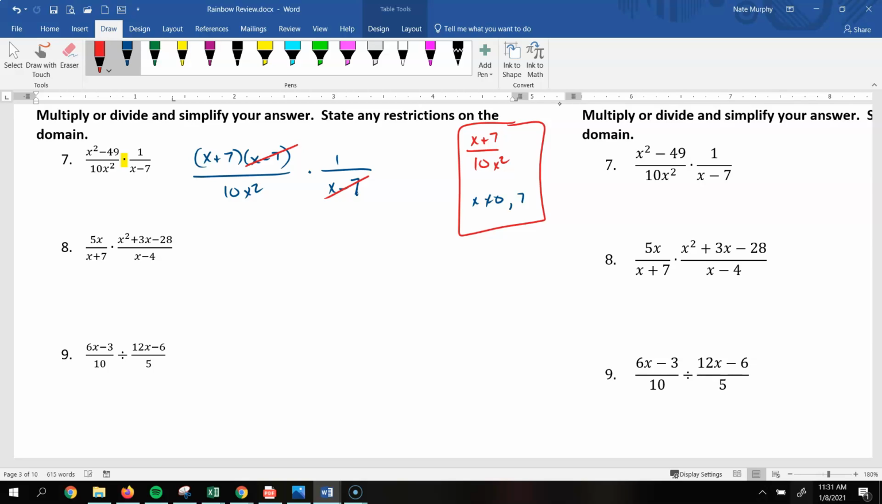All right, let's look at the next one. So for number 8, again, we want to start by looking to see what we can factor. There's nothing I can factor from the first fraction.